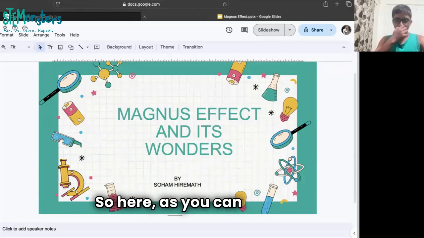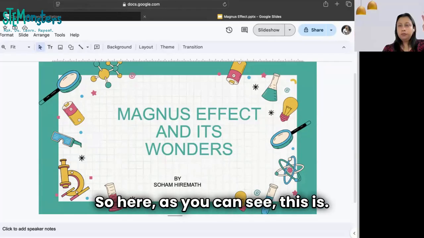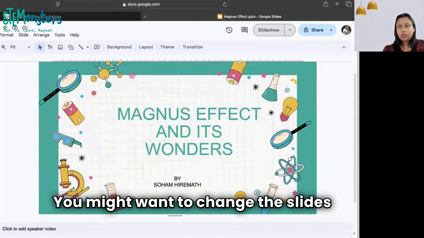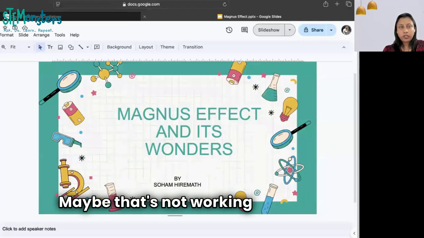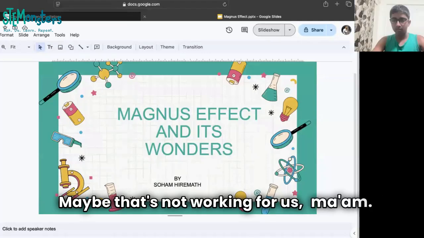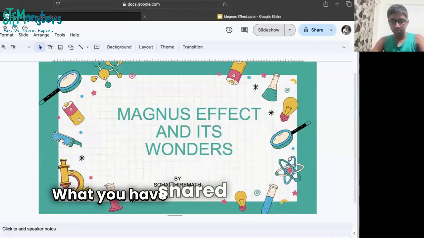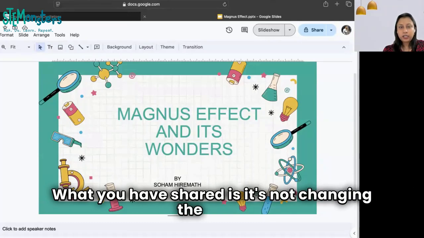So here, as you can see, this is a Soham, you might want to change the slides also. Maybe that's not working for us. Ma'am, what you changed, I have shared, it's not changing the slide.